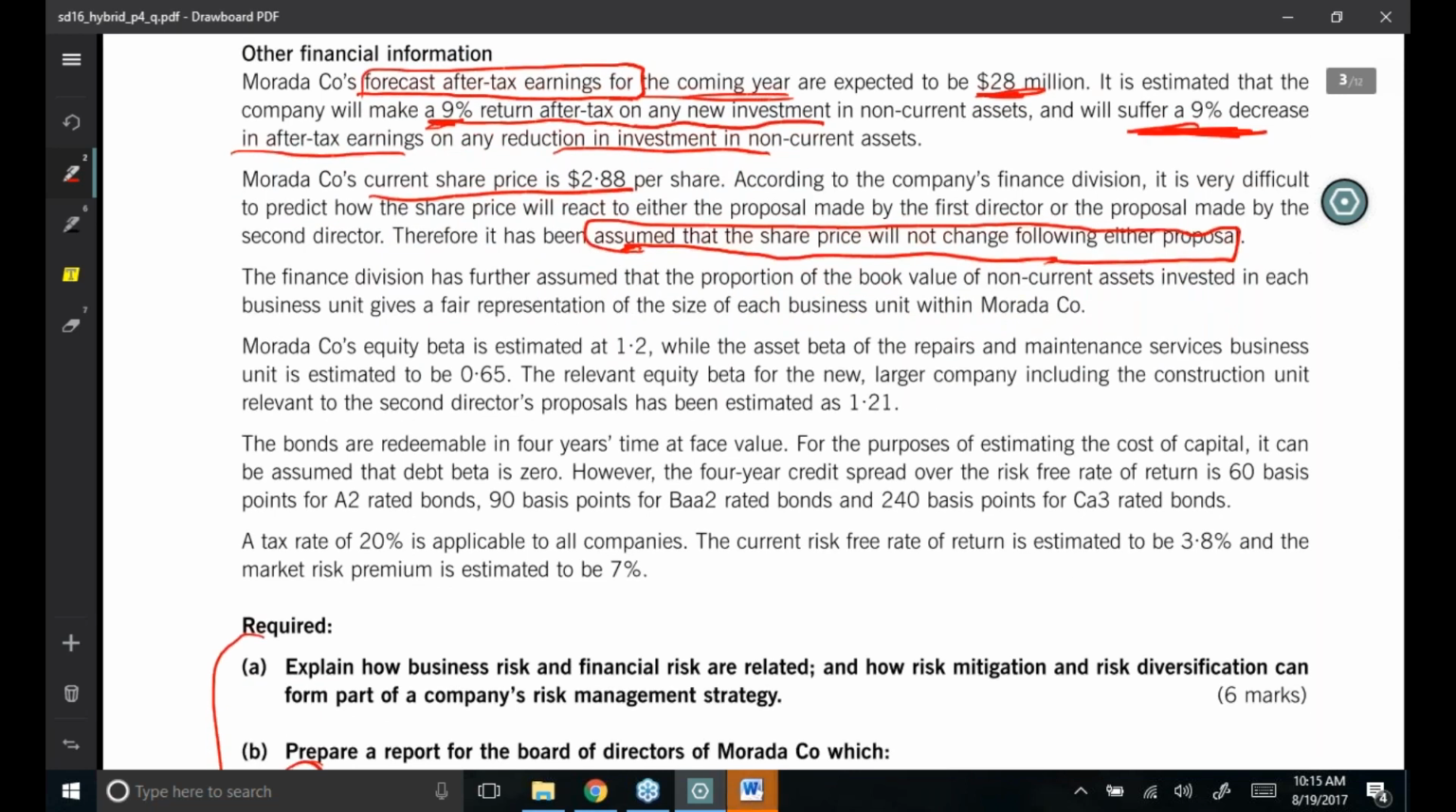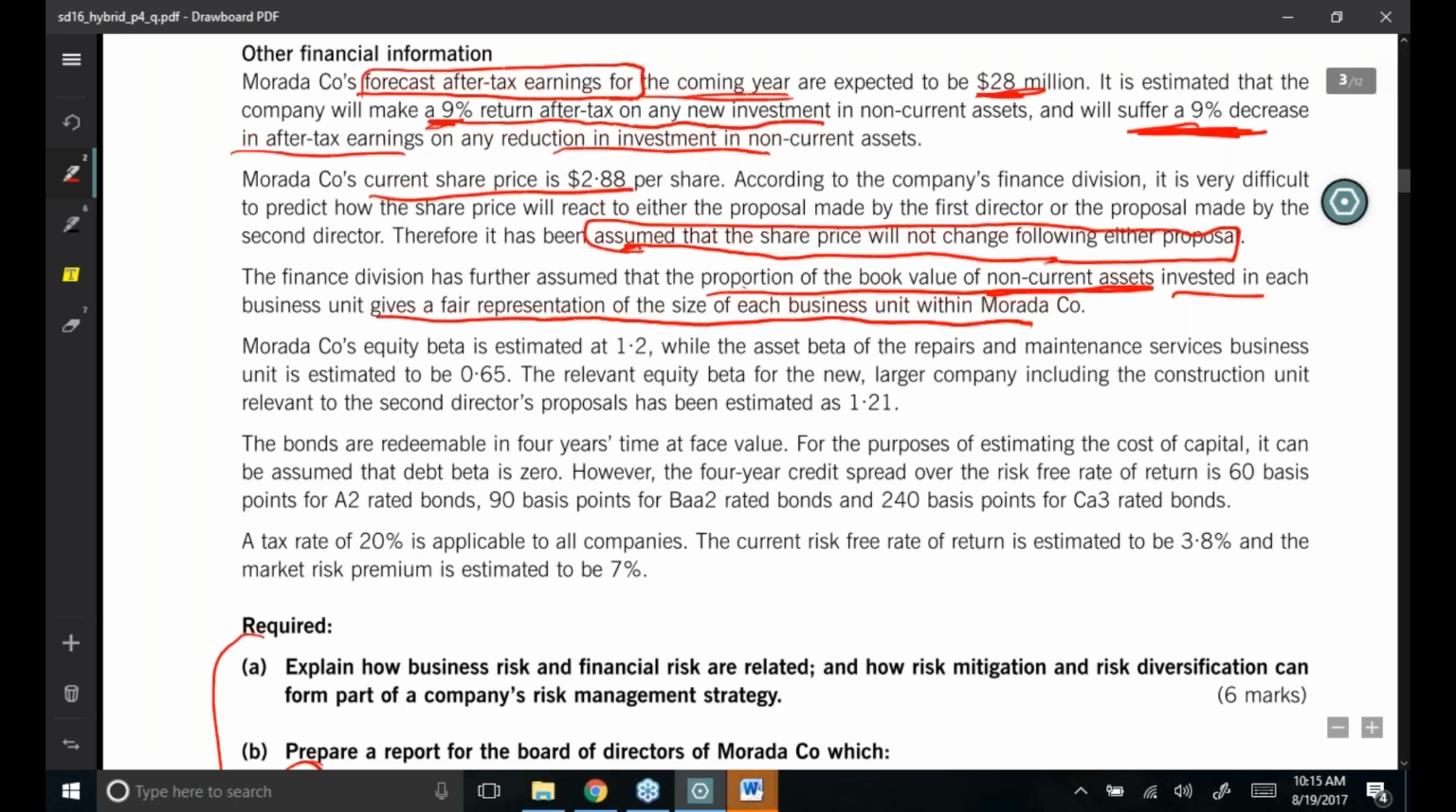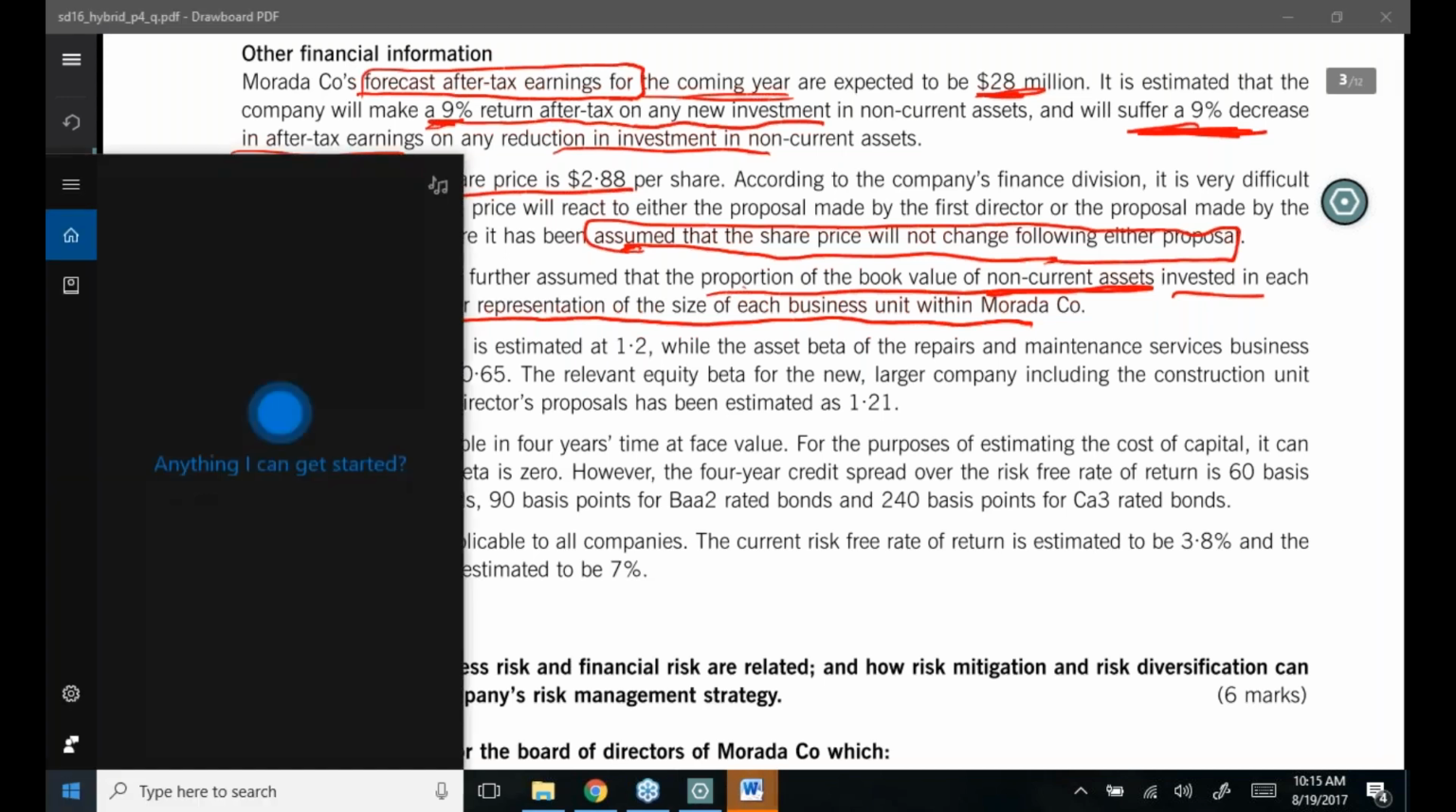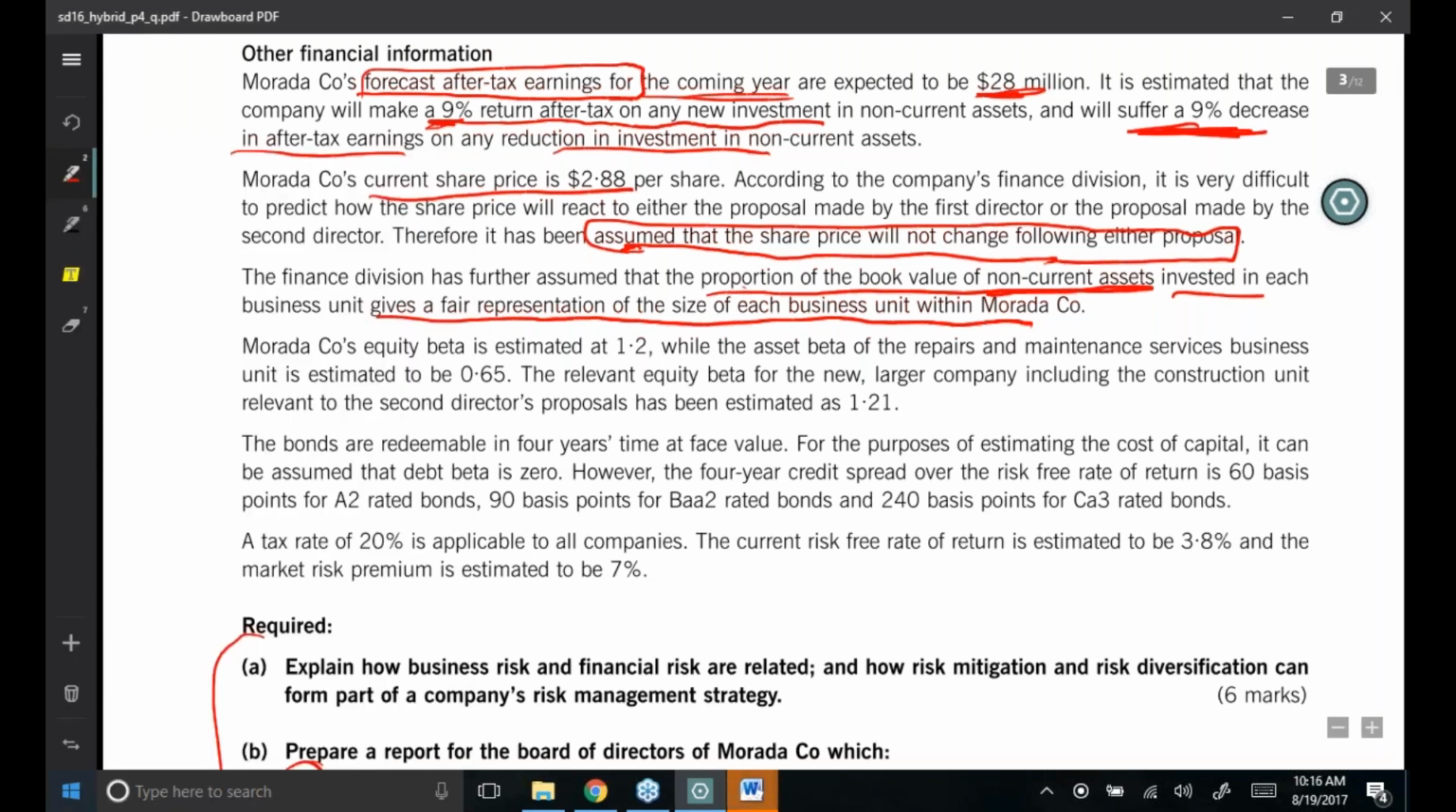The finance division has further assumed that the proportion of the book values of non-current assets invested in each business gives a fair representation of the size of each business unit within the company. So that means, as the company is operating in two divisions, according to this statement, whatever the proportion of non-current assets, your division will have that proportionate size.